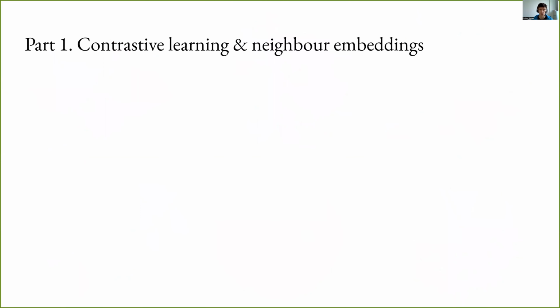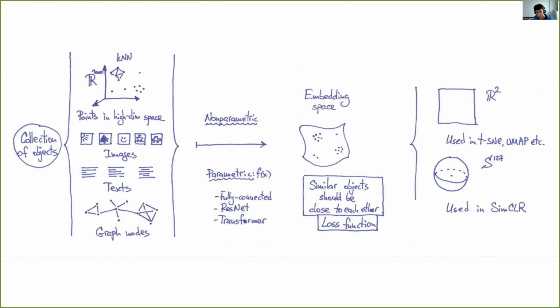Okay, so part 1 is contrastive learning and neighbor embeddings. And I'm going to start with this diagram. I've never shown it to anybody. I made it for this talk. So let's see if it's actually understandable or not. This summarizes my entire thinking about visualization at this point.